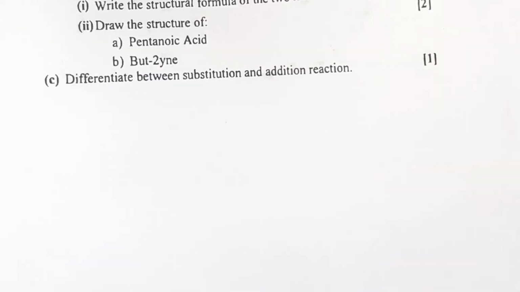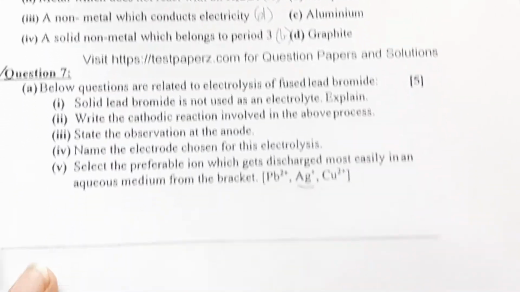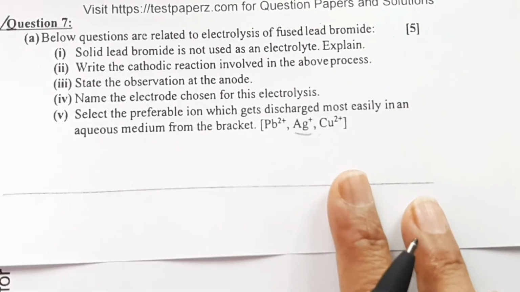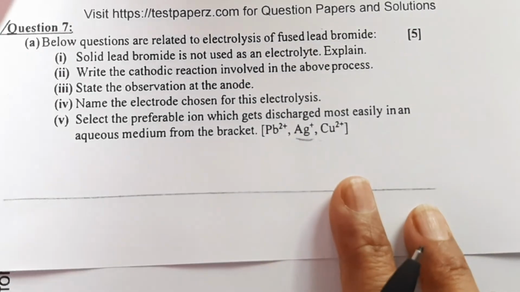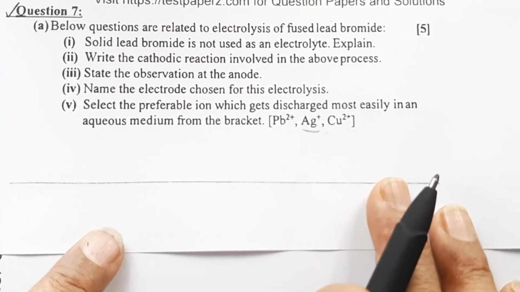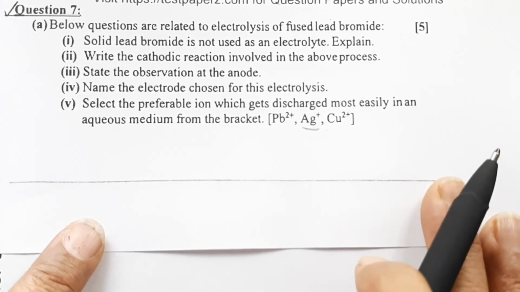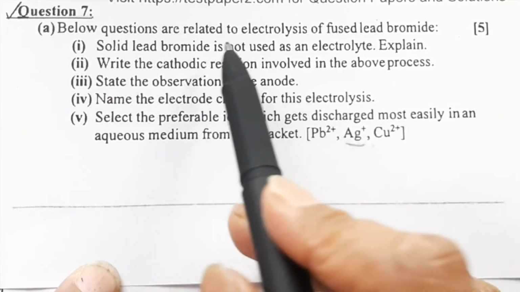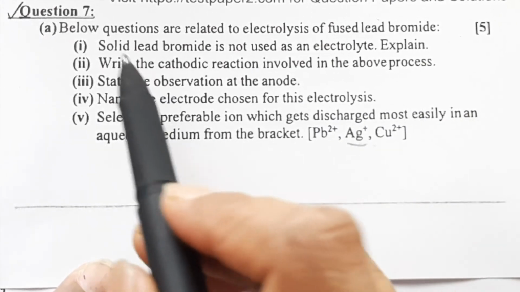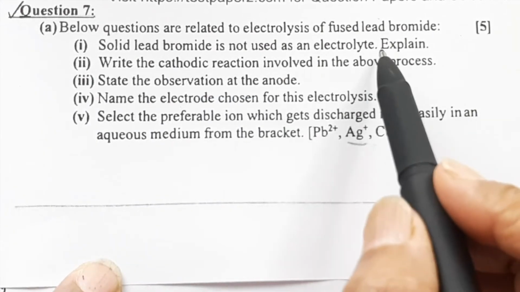Now we come to the last question. Now remember, I'm solving all the questions, but you don't have to solve all the questions. You have to solve only 4 from section 2. So let us look at our last question, and the last question is question number 7. Questions below are related to the electrolysis of fused lead bromide. Number 1. Solid lead bromide is not used as an electrolyte.